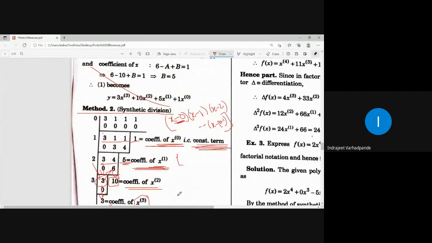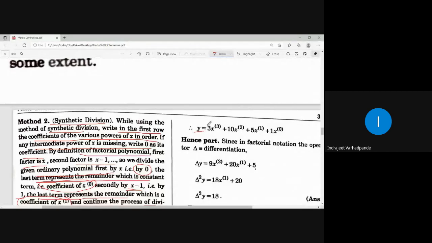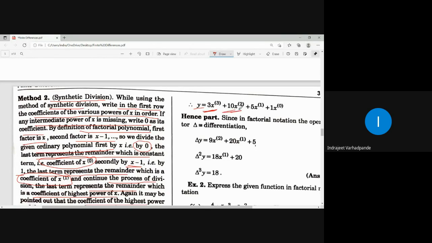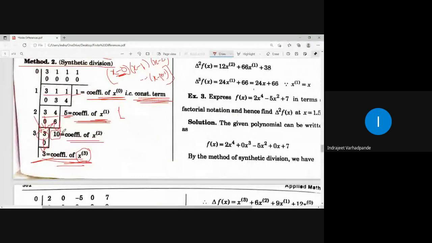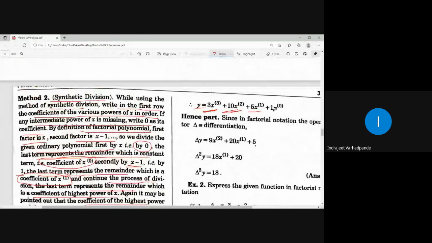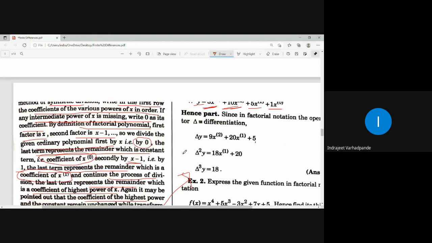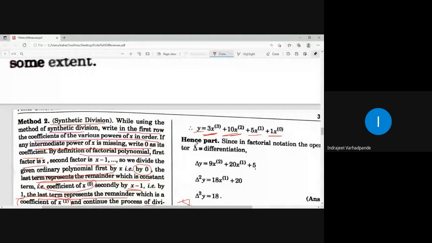Now how to write the factorial polynomial with these coefficients? We write the factorial polynomial y as 3 into x to the power 3 factorial plus 10 into x to the power 2 factorial. See, here 10 is the coefficient of x to the power 2 factorial, plus 5 into x to the power 1 factorial plus 1 into x to the power 0 factorial. If you see, the coefficients are different in the original given polynomial and the factorial polynomial. So this is how we express the given polynomial as a factorial polynomial.